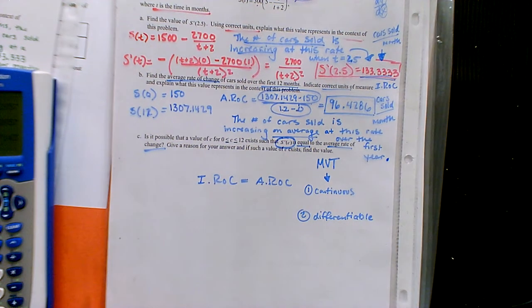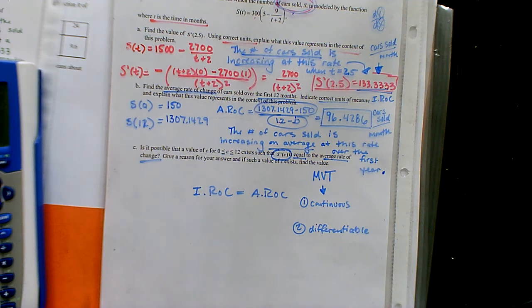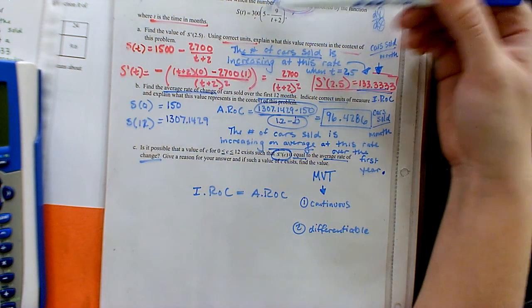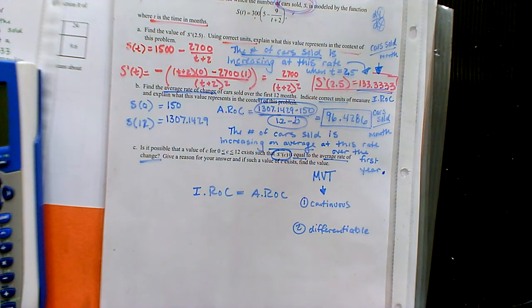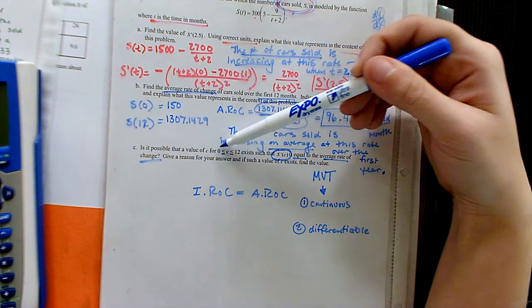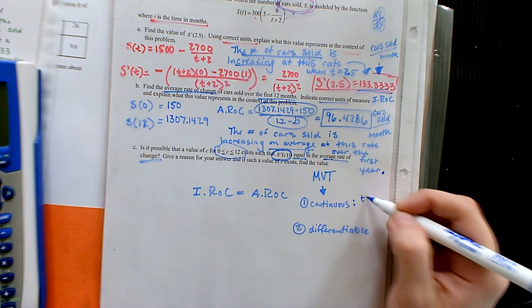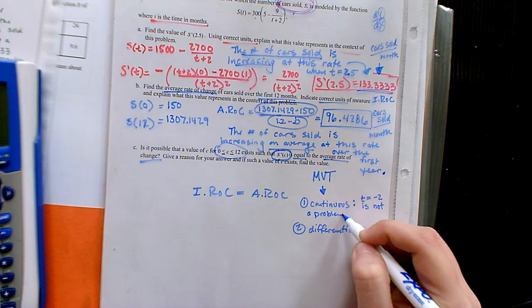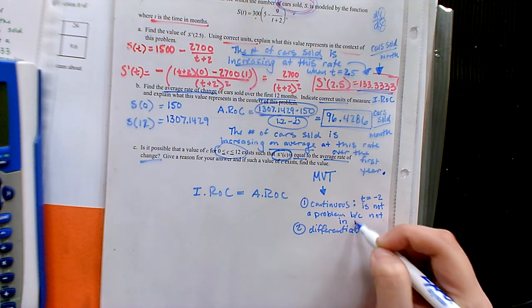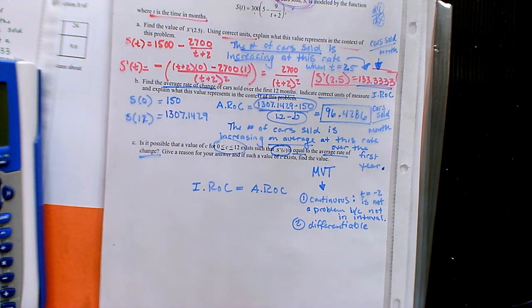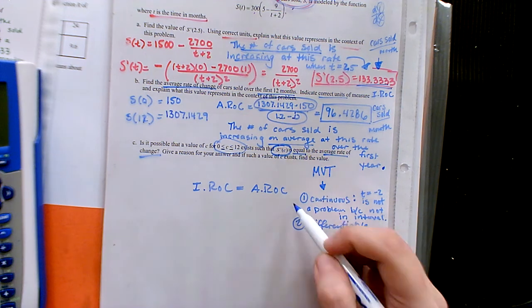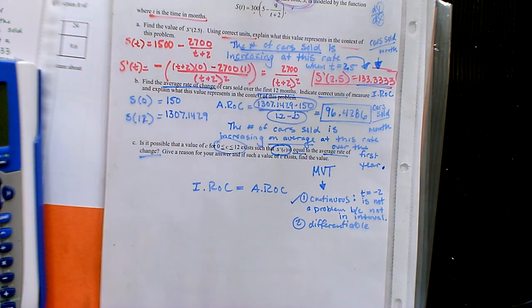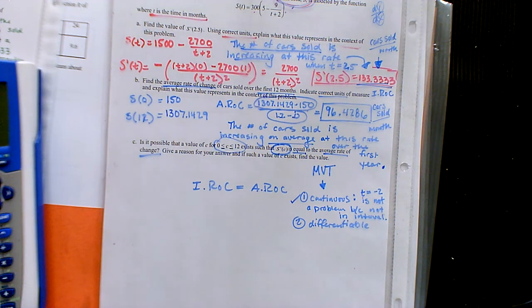Okay. So, looking at the original function, can you think of a number for t that would cause you to have an issue somewhere? Is there a number that wouldn't work in that function? It's not in the interval. Okay, so we'll say t equals negative 2 is not a problem because not in interval. So we can kind of check off continuity. The only problem we would have is not in the spot that we're focusing on.